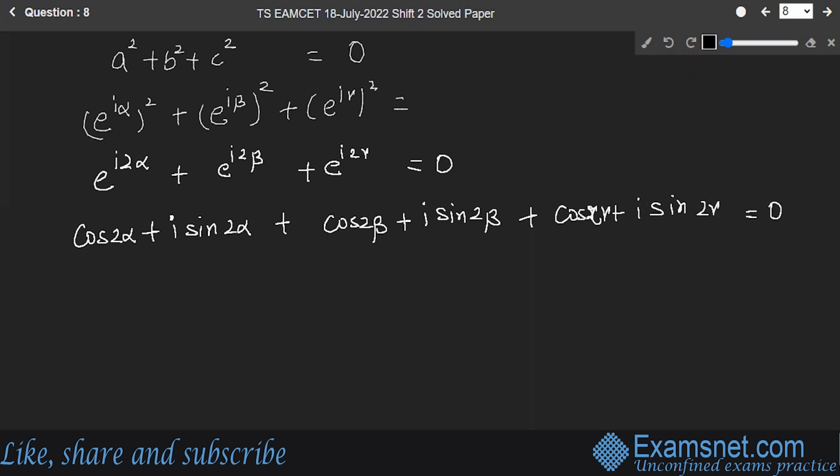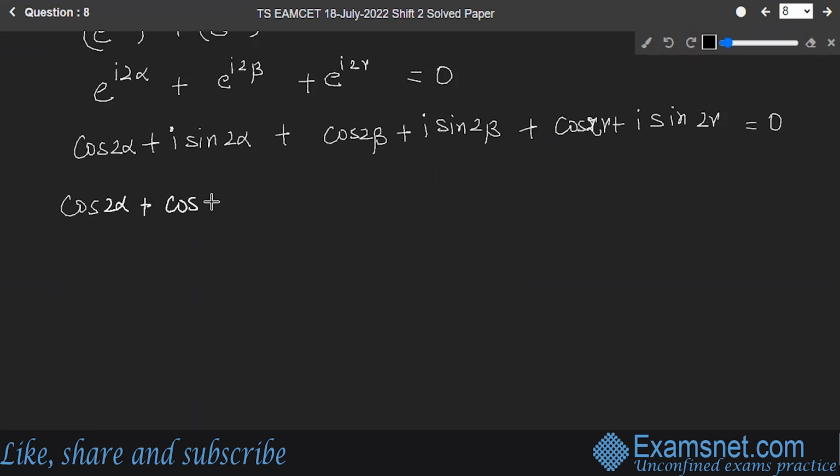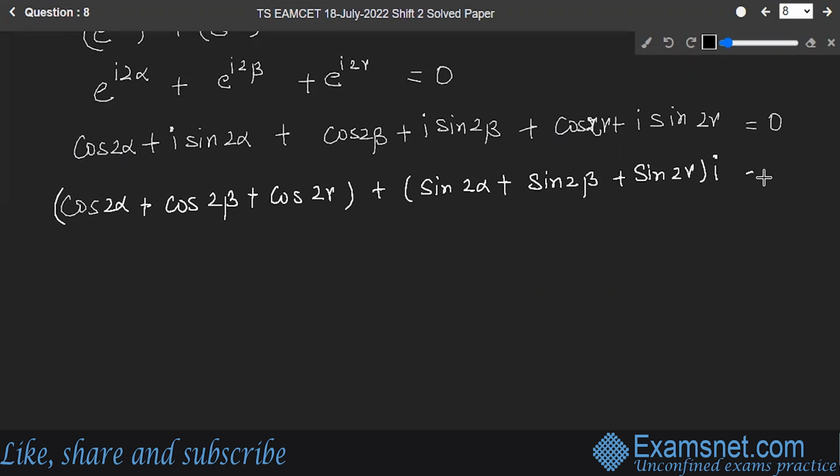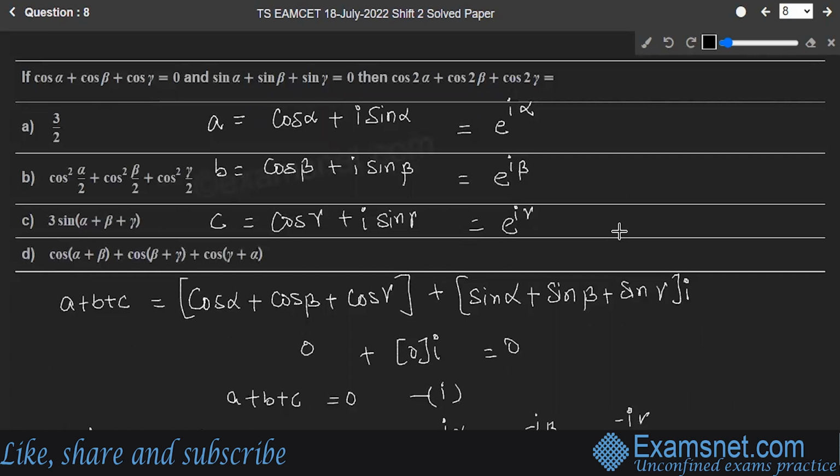is equal to 0. Now let's separate the real and the imaginary parts. So I can write it as cos 2 alpha plus cos 2 beta plus cos 2 gamma plus iota times sin 2 alpha plus sin 2 beta plus sin 2 gamma equal to 0, which means the real part is equal to 0 and the imaginary part is also equal to 0. What in the question we needed to find was cos 2 alpha plus cos 2 beta plus cos 2 gamma. This is equal to 0. But 0 is not in the options. There are 4 options, but 0 is not there.